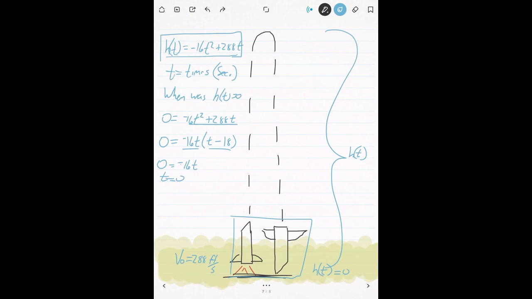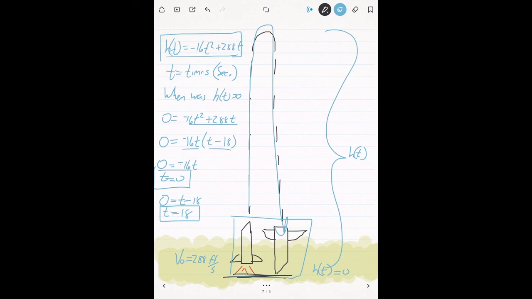The next part says, okay, what about t minus 18? This could be 0 as well. So when would this term be 0? That's when t is equal to 18. So the rocket is on the ground right at the get-go, at 0 seconds after it's been launched. It's also on the ground after 18 seconds. We figured out that it takes 18 seconds for the rocket to shoot up in the air and fall back down to the ground.